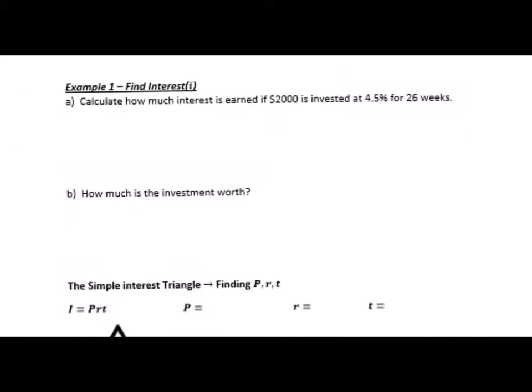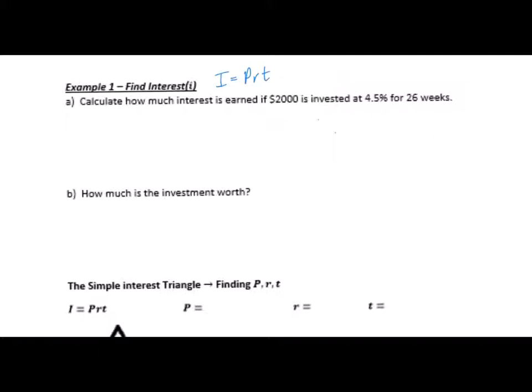So for example 1, what I want you to do is find the interest calculation from I is equal to PRT. Now, when we use this, you notice I'm going to write all my variables down the side. I start with I and I end with T. This will allow me to fill out the information I have.